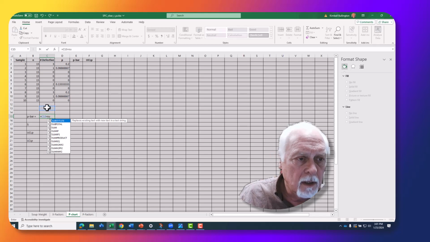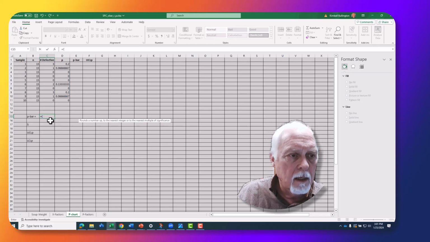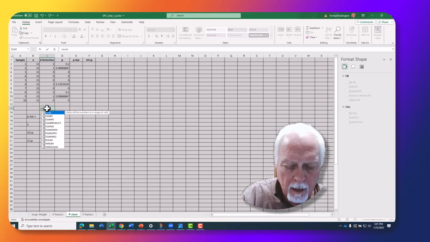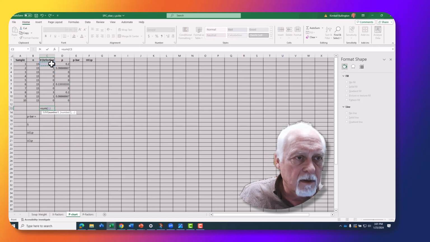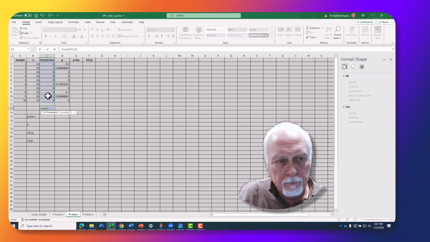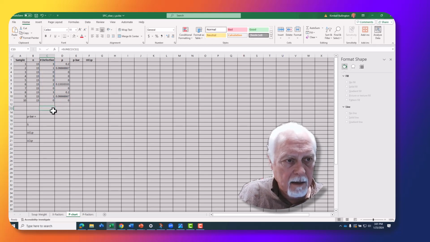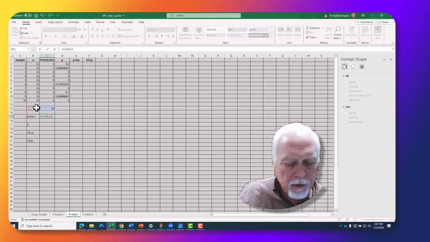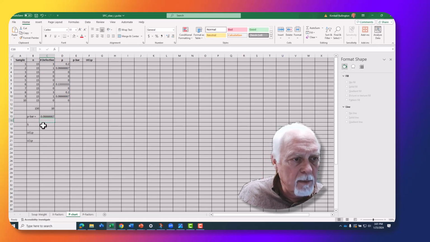So let's calculate that up here. So sum of the defectives and the sum of the opportunities. So P bar is simply defectives divided by opportunities. So that's our P bar.